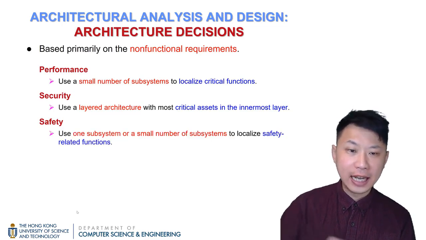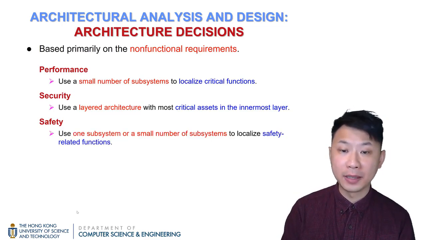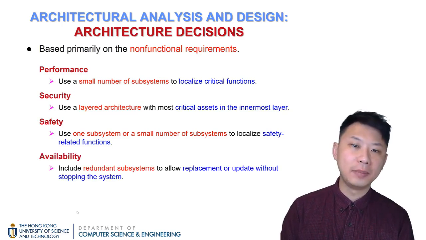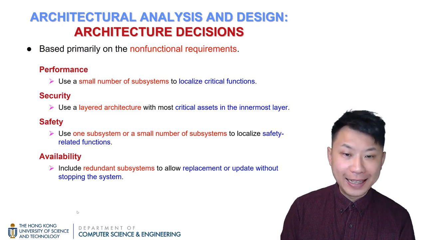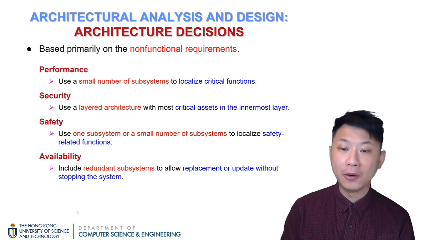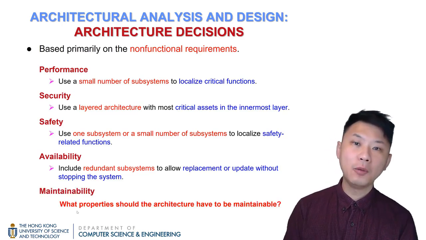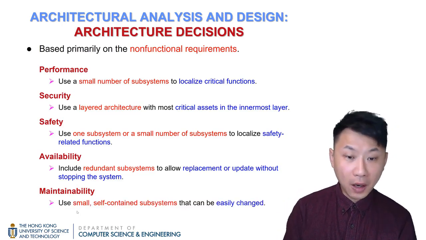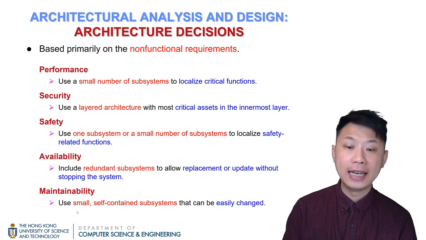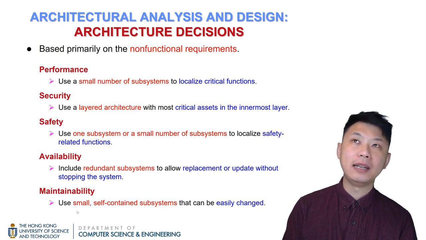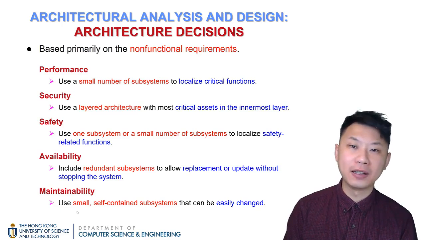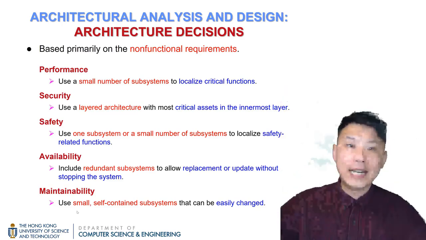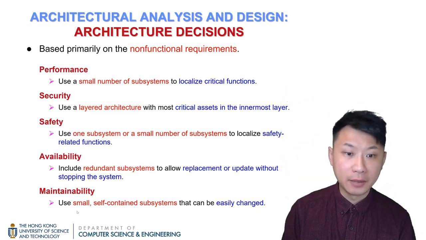And if you want safety, then you may want one subsystem or a small number of subsystems to localize safety related functions. If you want to make sure that your system is always available, then you may include redundant subsystems to allow replacement or update without stopping the system. So what should we do if we want to achieve maintainability? Then we should use small and self-contained subsystems that can be easily changed. That means if we want to change a particular functionality within the software system, we only have to touch one of the subsystems, but not the other subsystems. And that's going to make our system more maintainable.